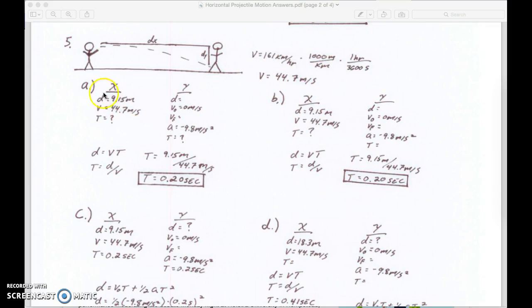So I have the displacement in the x, that's half the displacement. I have the velocity, 44.7 meters per second, and I'm looking for time. How long does this take? I only have two numbers in the y direction, but that's okay because I'm only looking for time and I can get that in the x.